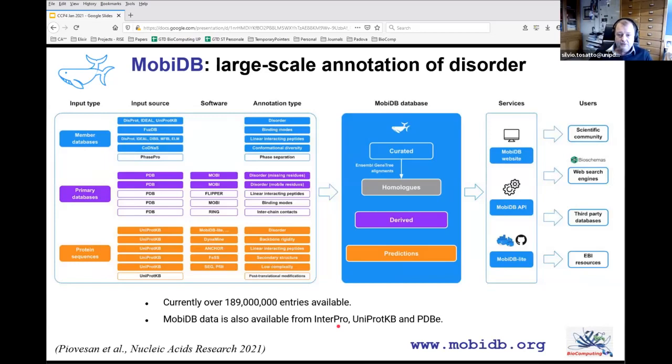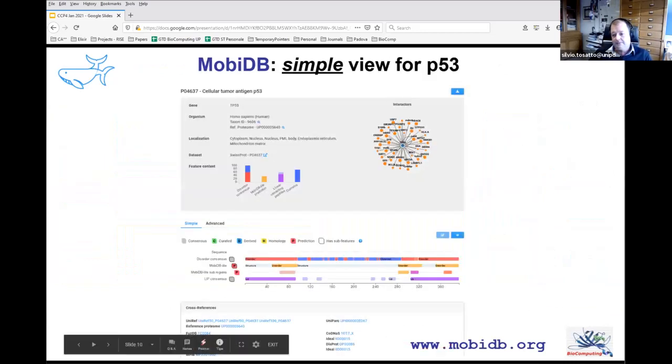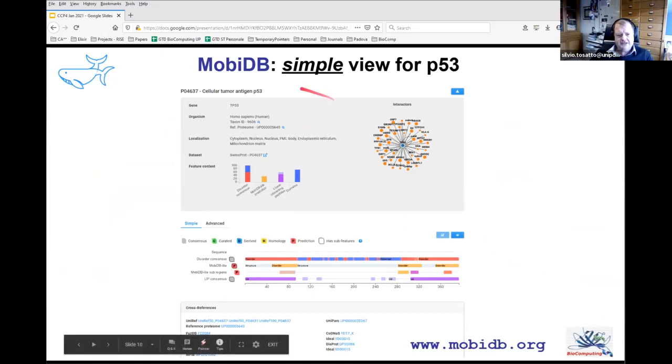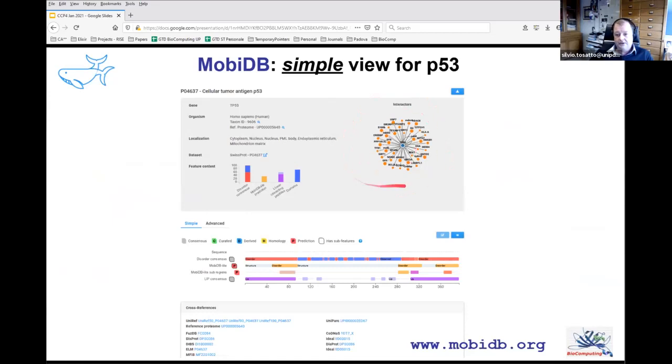But let me give you an example of the type of output you would see in the simple view for P53 in human. So we have some basic information about the protein, what it looks like. Here are the interactors, which are also pulled from the database. By clicking on any of those, you would go to the corresponding entry page from MobiDB, and this can be useful to analyze the surroundings of your protein.